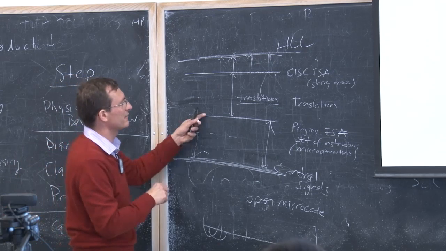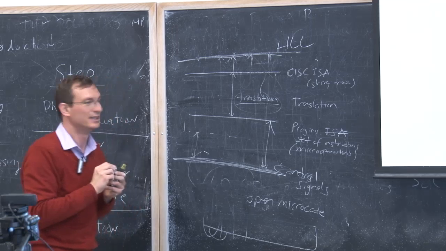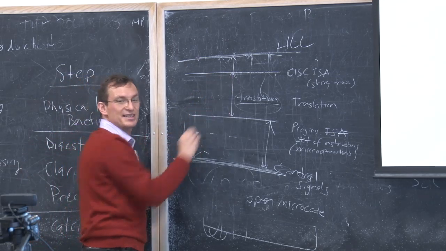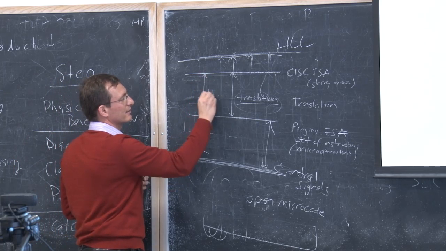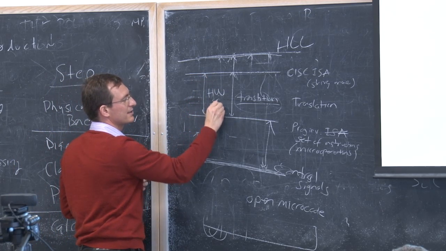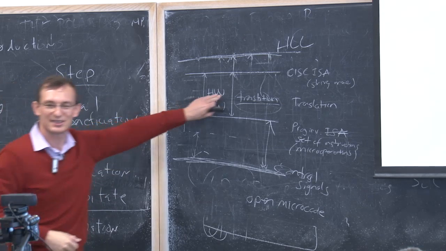Now you change the trade-off, right? You've added a layer of indirection, which is this translation layer. Now the question is, who does this translation? Does the hardware do this translation? Or does the software do this translation? And we've seen both cases.